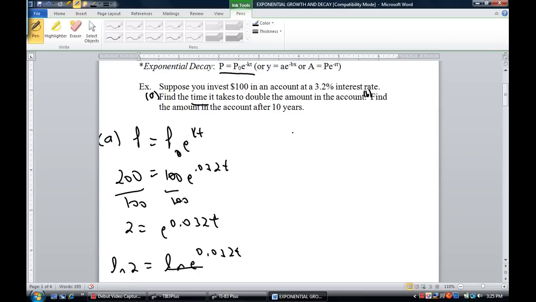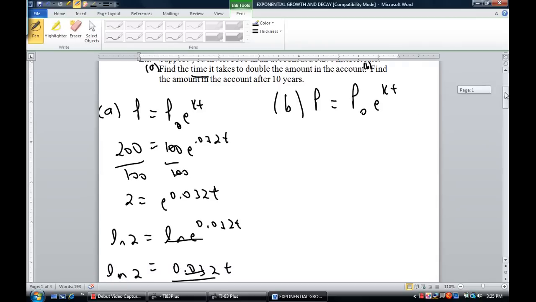Now we're going to answer the second question. We're going to use the same formula because this is a growth. It's growing, so it's going to be a growth. That's why we're using the positive. Now we're going to find the amount of the count after 10 years.